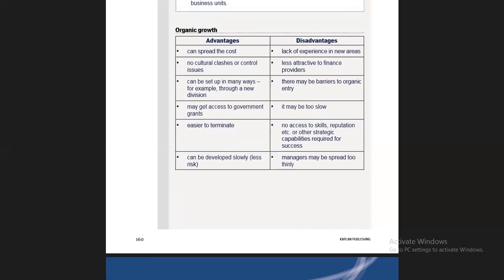Can be set up in many ways. For example, through a new division. Yes, you can set up the division, but you are not going for mergers and acquisitions. May get access to government grants. How they grow organically, how they get that finance, is through government grants. Government can give grants to you, and you have to repay those grants. IFRS, I think 20, deals with government grants, if I'm not mistaken.